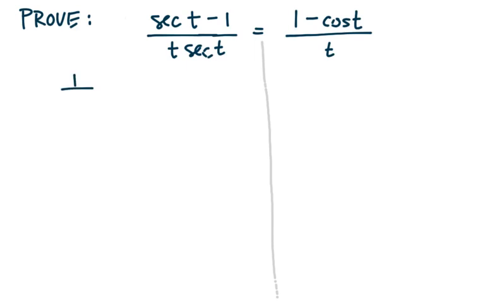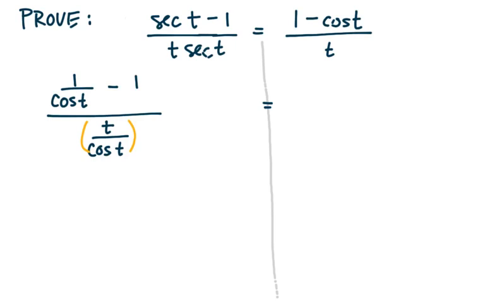So now I have 1 over cosine of t minus 1 divided by t times secant t, which is going to become t divided by cosine t. So I rewrote everything as a sine or cosine. In this case, everything as a cosine. Now, remember, I'm dividing by this value, and division is the same as multiplication by the reciprocal. So my numerator, 1 over cosine t minus 1, I can multiply that by the reciprocal of that, which would be cosine t over t.